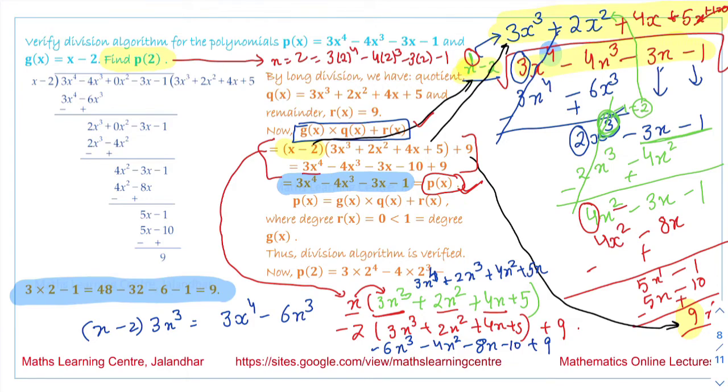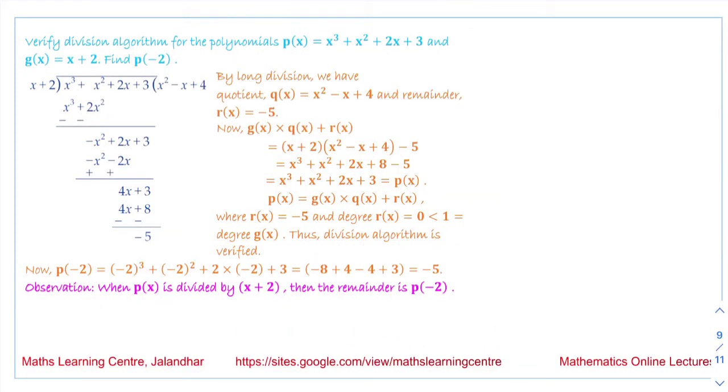So basically this question is in two parts. First, you have to verify the division algorithm, that is a separate part, and second, you have to find the value of p of 2. Now similar is this next question. We have to verify the division algorithm and find the value of p of minus 2.